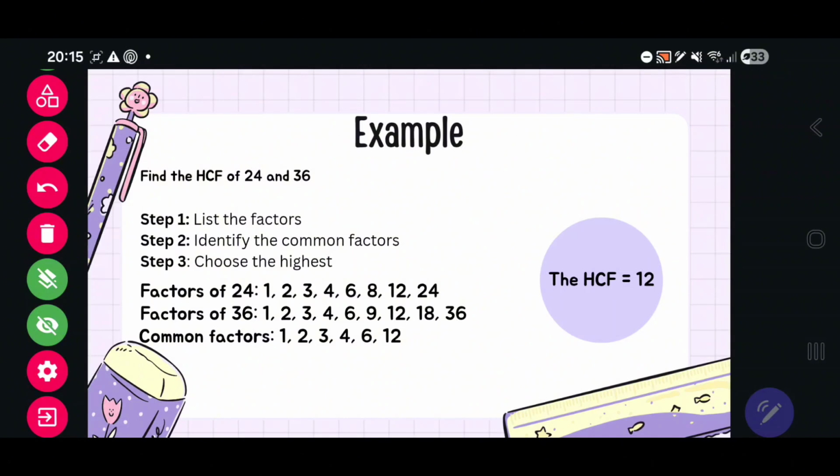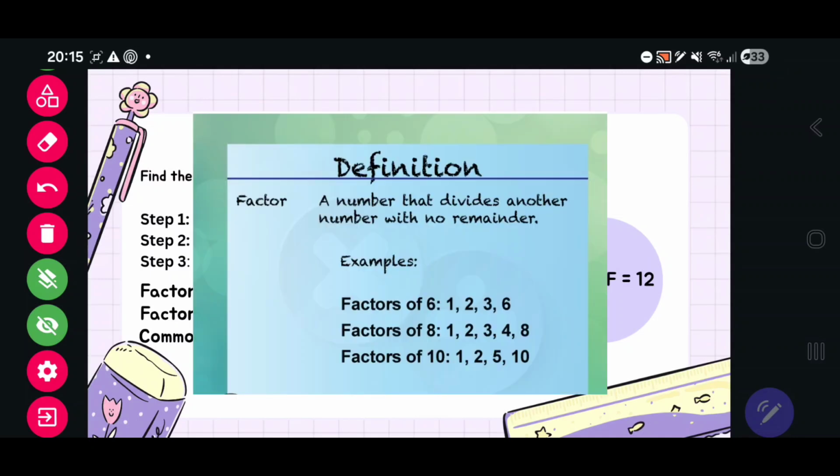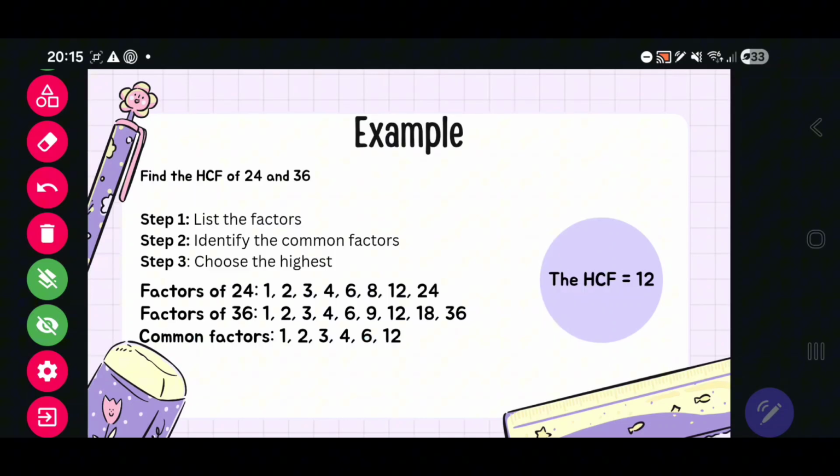As I showed you in the introduction, HCF stands for the highest common factor. And we all know that a factor is a number that is multiplied together to make a number. So we're looking for factors, and the highest one. We have 3 steps to find the HCF of two numbers. The first step is to list the factors. Then step 2 is to identify the common factors, and then step 3, the easiest, is to just choose the highest. So our question here is to find the HCF of 24 and 36.